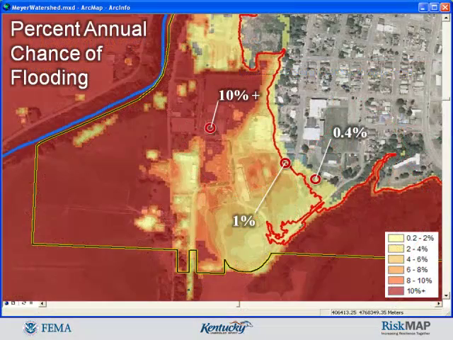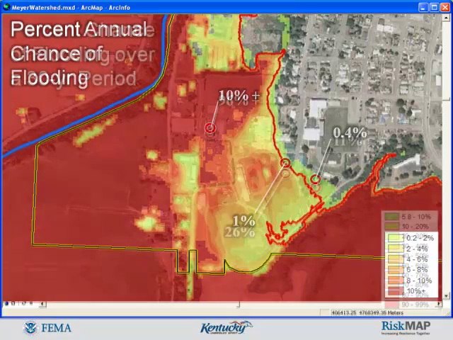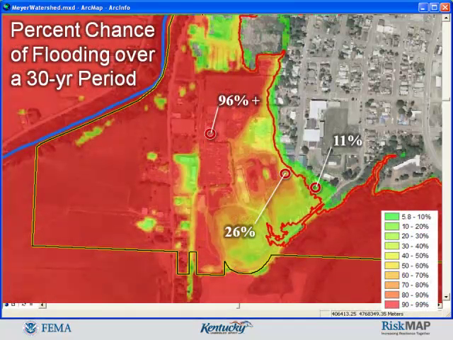This is an example of a percent annual chance of flooding dataset with aerial imagery. From this dataset, the estimated risk to a given parcel and structure can be defined. This is an example of the percent chance of flooding during a 30-year period grid with aerial imagery. This is especially useful to communicate the flood risk for a given area over the time period of many mortgages.